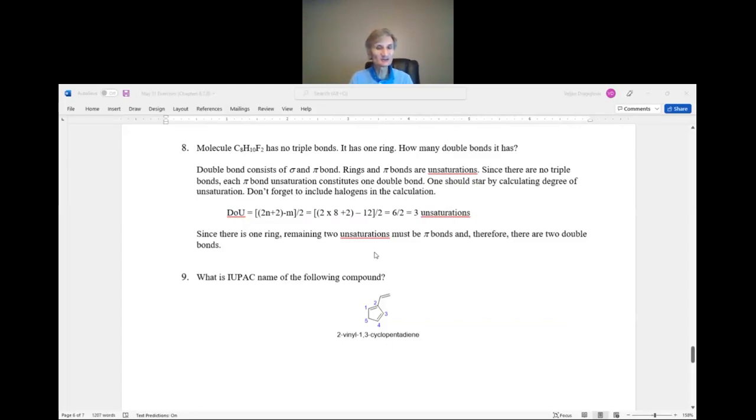2 pi bonds could be a triple bond or 2 double bonds. Well, you already know that there are no triple bonds. It says so right here. So that means there are 2 double bonds. It's a relatively simple formula, relatively simple calculation. The only trick here is don't forget to include halogens. Students forget that all the time.